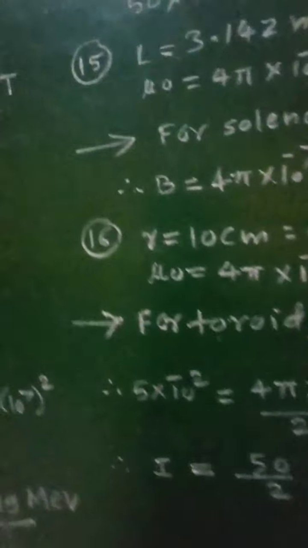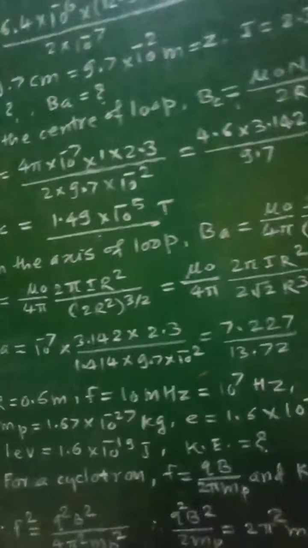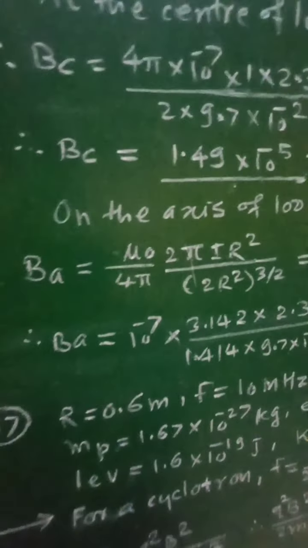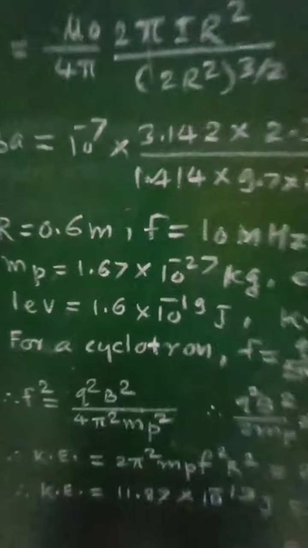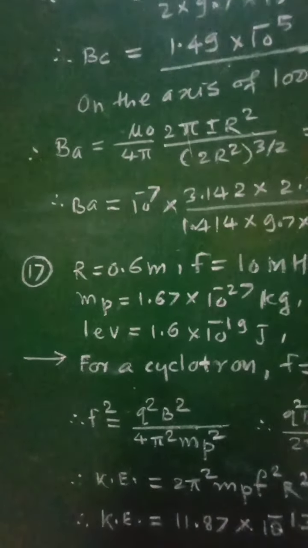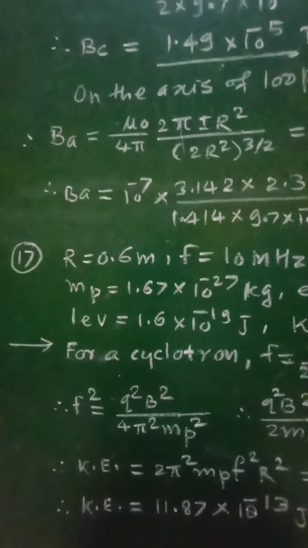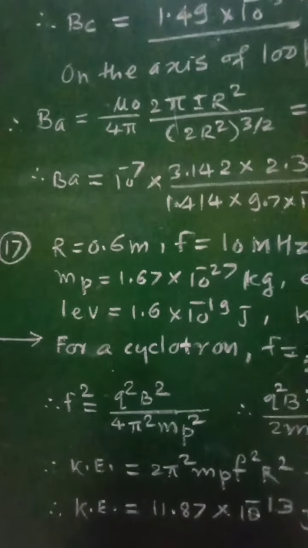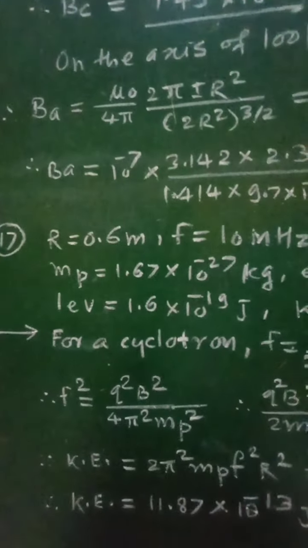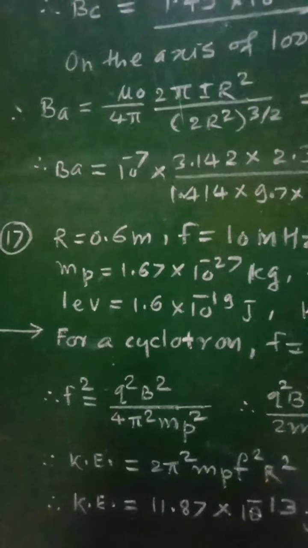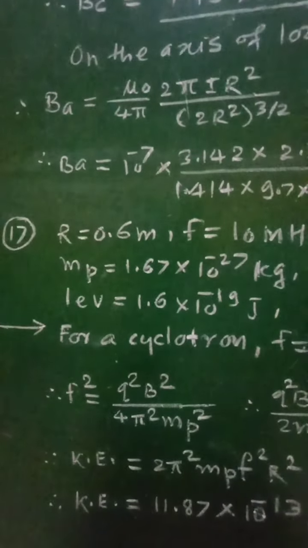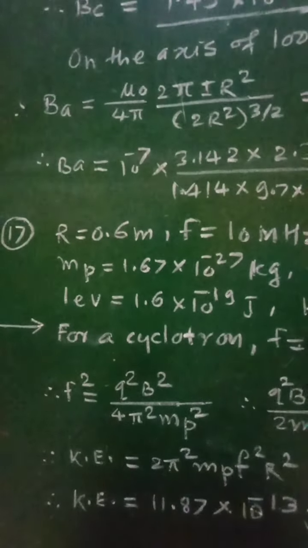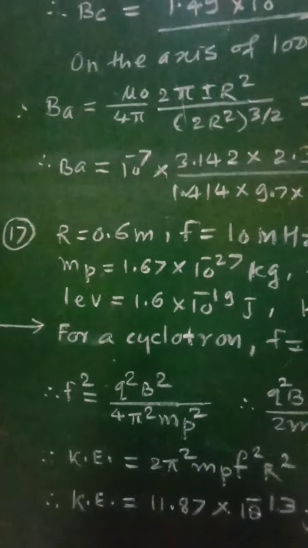And now let us go for next numerical, that is numerical number 17, which is stated as: in a cyclotron protons are to be accelerated. Radius of its D is 60 centimeter and its oscillator frequency is 10 megahertz. What will be the kinetic energy of the proton which is accelerated?